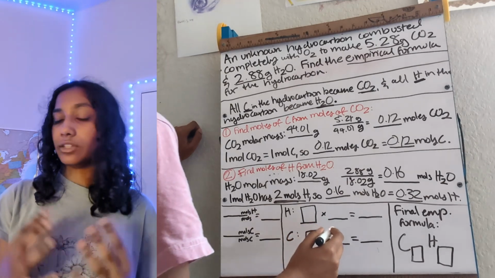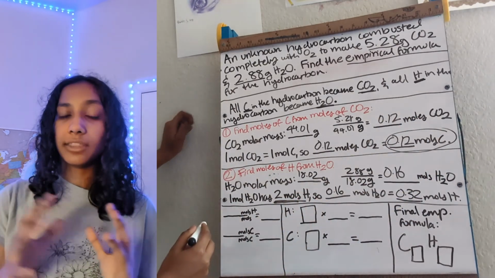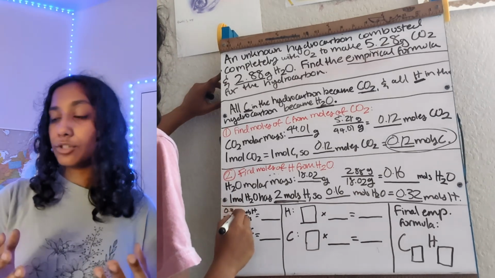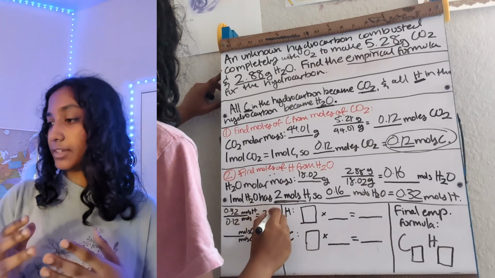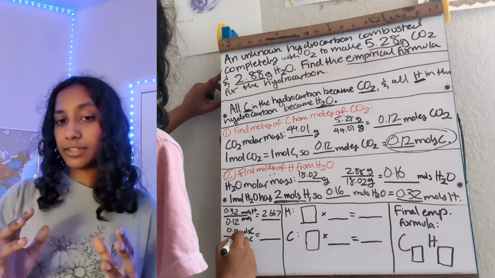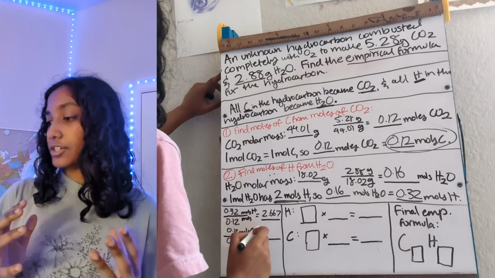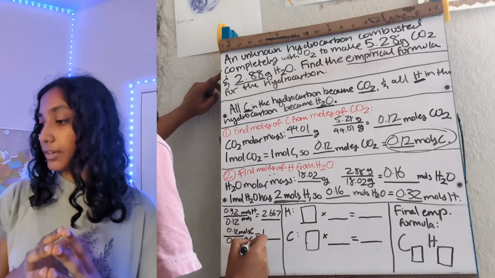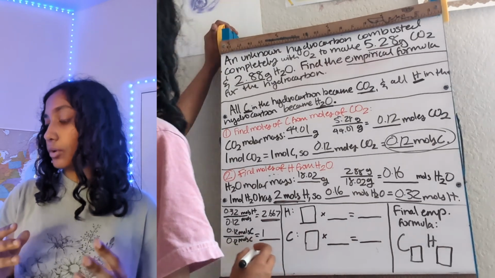Next, we find the element with the lowest number of moles, which is carbon, and we divide both the number of moles that we got by the number of moles of carbon. 0.32 moles of hydrogen divided by 0.12 gives us 2.667, or roughly 2 2/3. 0.12 moles of carbon divided by 0.12 moles of carbon gives us 1. This gives us a ratio for hydrogen and carbon in this compound. However, the ratio for hydrogen is still this big ugly decimal that we need to convert to a whole number.